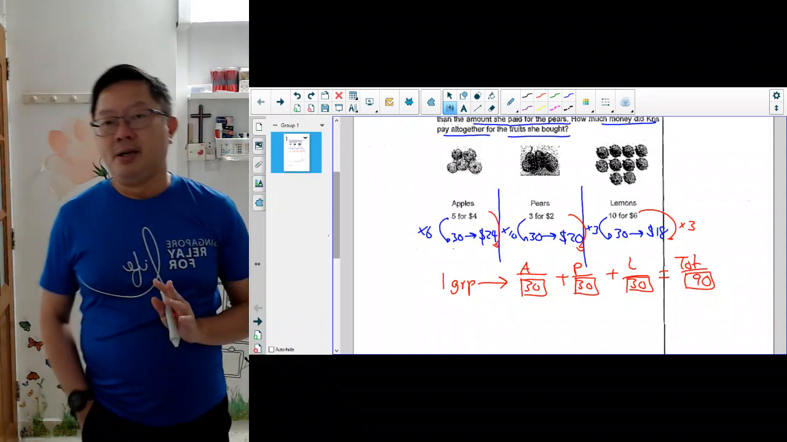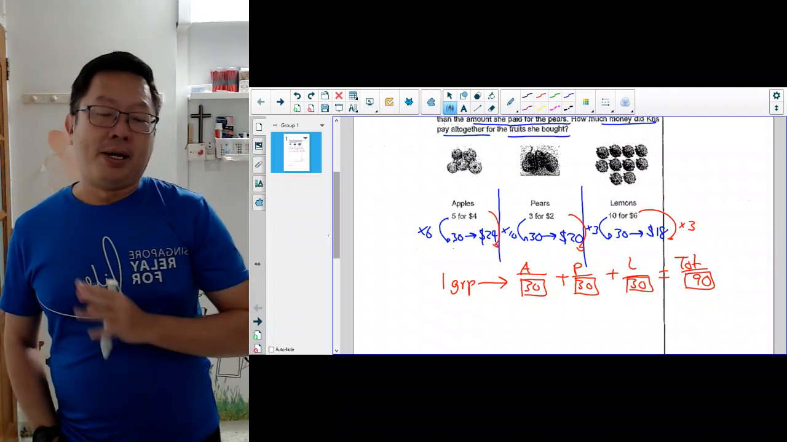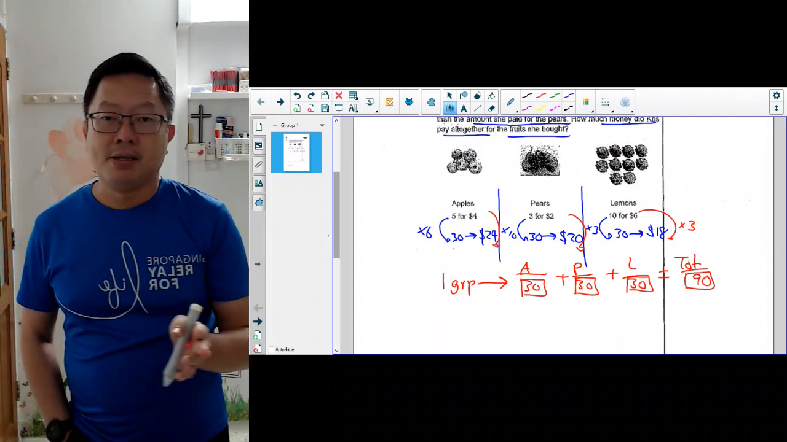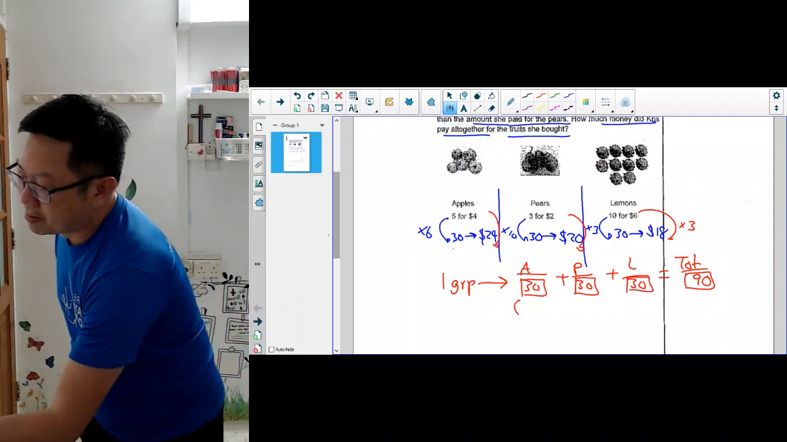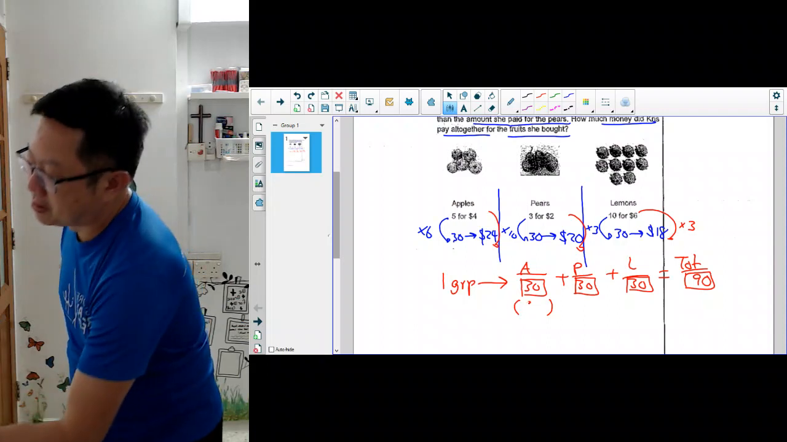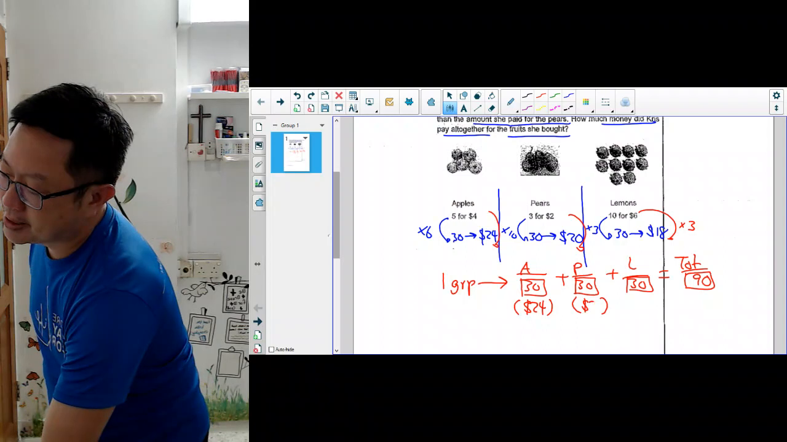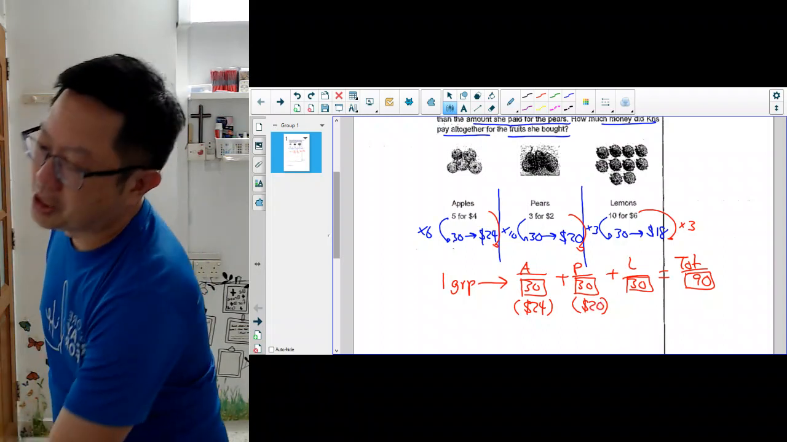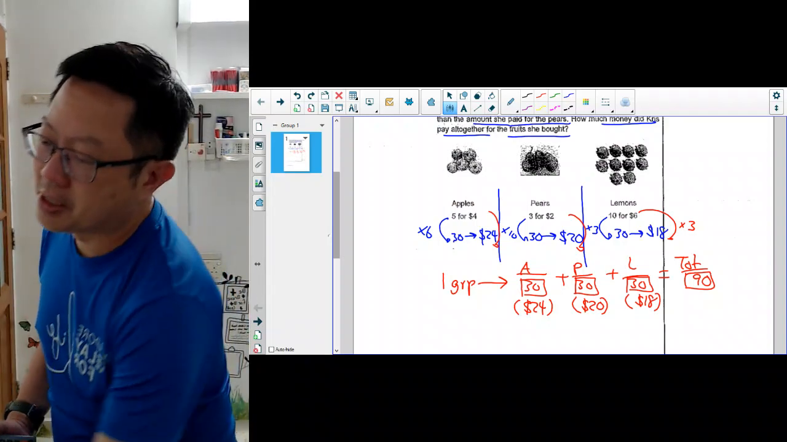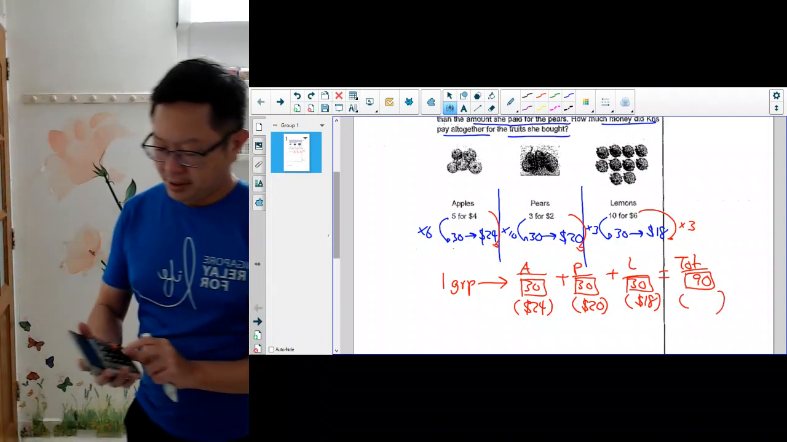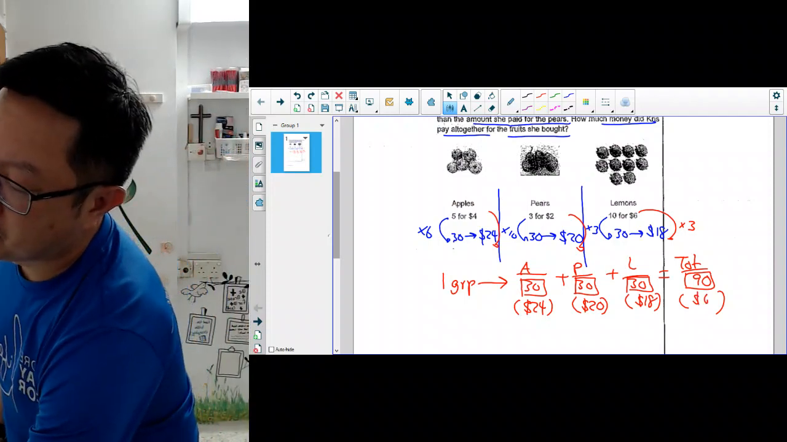Now when you do it this way, everything becomes very easy to see. No matter what the question asks you, you can still solve the problem because it's organized. All your one group is so organized. Now, how much is 30 apples? 30 apples is $24. How much is 30 pears? $20. And how much is 30 lemons? $18. And how much is the total money, how much is one group? You add them together, 24 plus 20 plus 18, and you will get $62, which is one group.